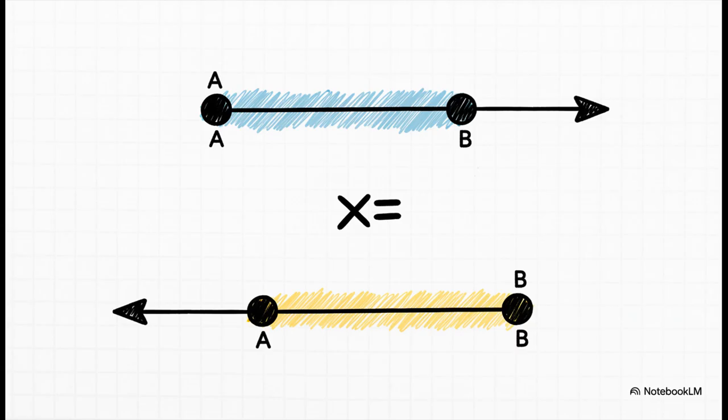Ray AB starts at point A and then goes on forever past point B. Its journey starts at A. But ray BA, it starts at point B and goes on forever past point A. So they start at different places and they're pointing in opposite directions. For rays, the order of the letters matters a lot.